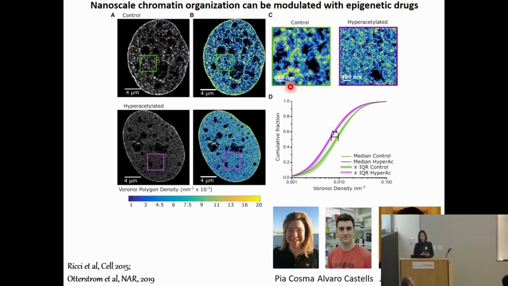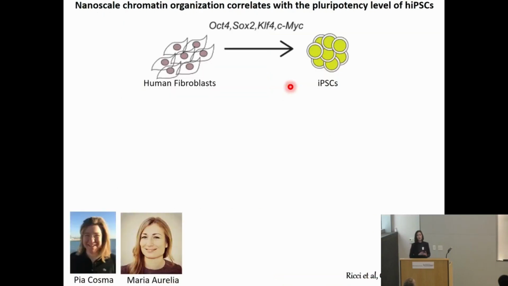And so the packing of nucleosomes at that length scale is at least partially dependent on things like histone acetylation and the charge balance. Now, I also said that this organization is cell type specific. So again, I'm going to show you a couple of examples of that. First, in the context of induced pluripotent stem cells, or iPS cells.